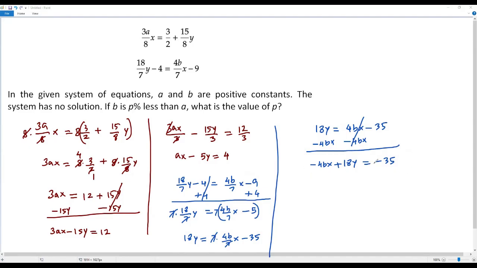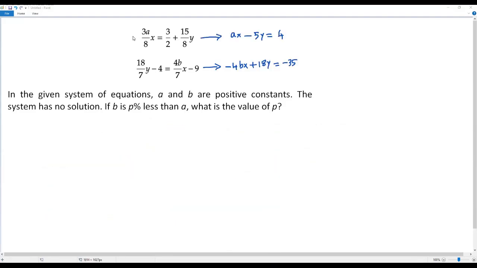Okay, now we got both the given equations in standard form. Now, let me erase this stuff and continue the problem. Let me consider a system of two linear equations in standard form. That is a1x + b1y = c1. The other equation is a2x + b2y = c2.